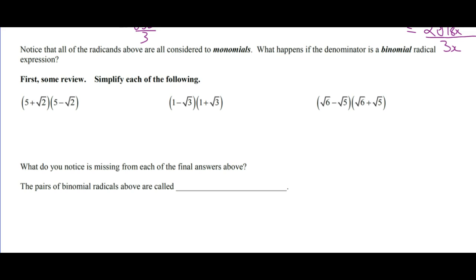Note that all the radicands above are all considered to be monomials. What happens if the denominator is a binomial radical? First, some review. Okay, FOIL it. Go, do it on your own. FOIL, FOIL, FOIL. How many products will you get? 4. How many terms will that collect down to? 3. Maybe. Not always.